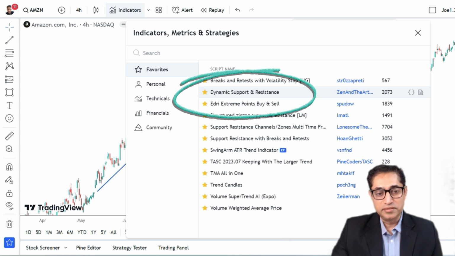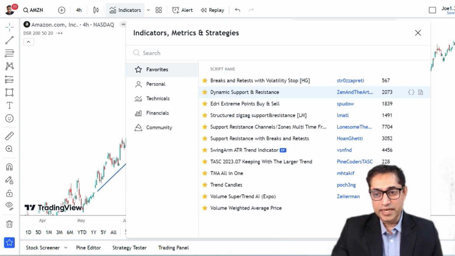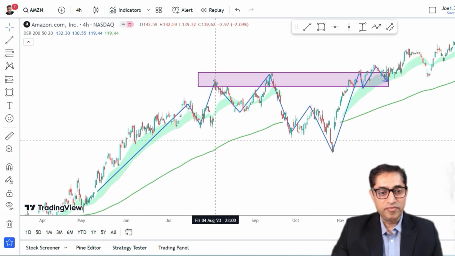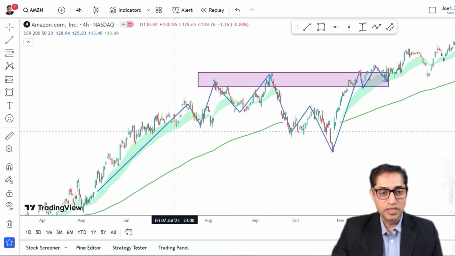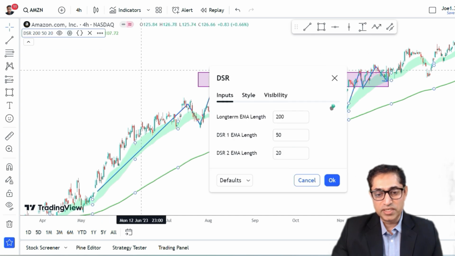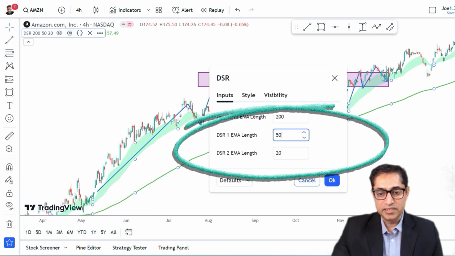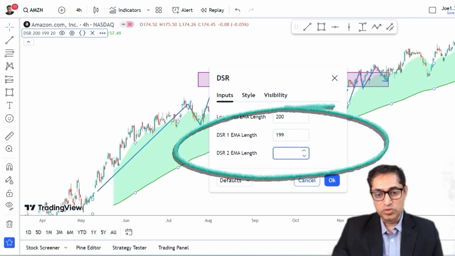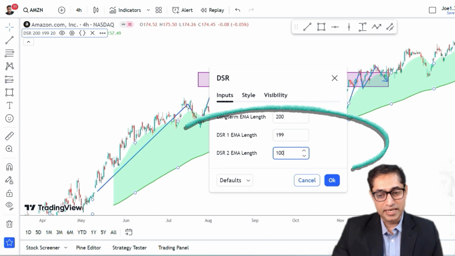I click on it. The indicator opens. By default, it is 200, 50 and 20 that is shown as the dynamic area currently, but we want 200. So what I will do is convert the DSR 1 EMA length to 199 and the DSR 2 EMA length to 100. So now I have the dynamic support and resistance between 200 and 100.